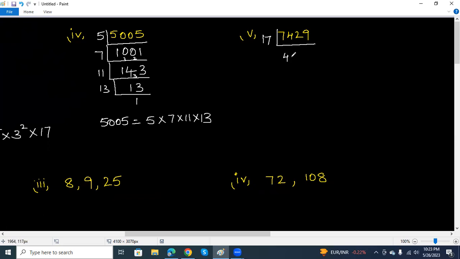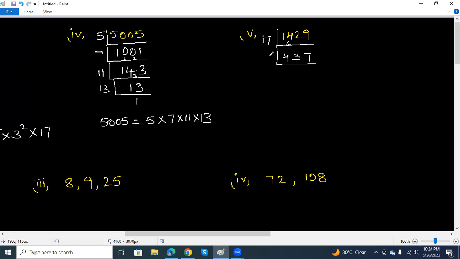17 fours are 68. 68 goes into 74, leaving 6 as the remainder, so 62. 3 times 17 is 51. 51 goes into 62, leaving 11, so 119. 7 times 17 is 119. Next.